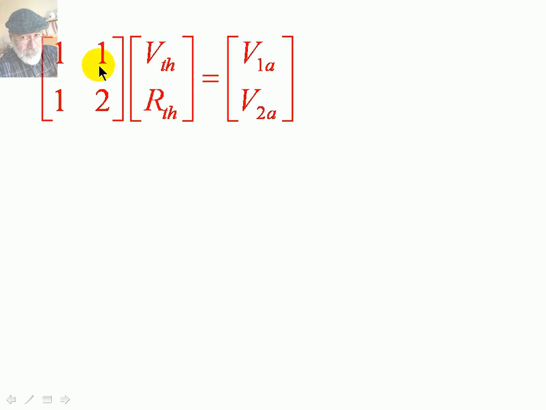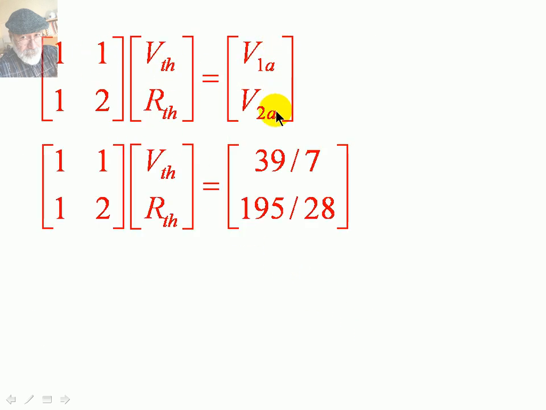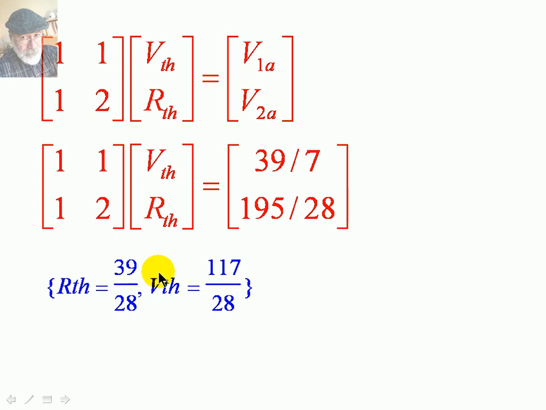We solve those two equations. We have V1a and V2a. We use those values. V1a is 39 over 7, V2a is 185 over 28. We solve them. We have Vthevenin is 117 over 28 volts, and Rthevenin is 39 over 28 ohms.